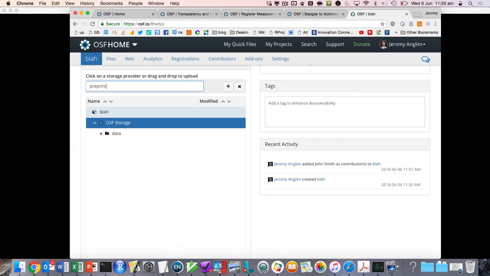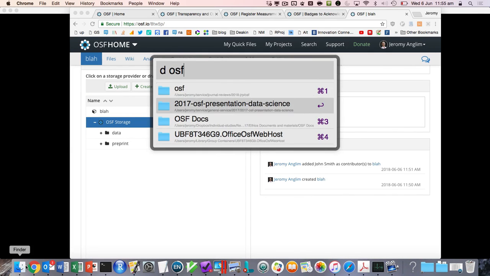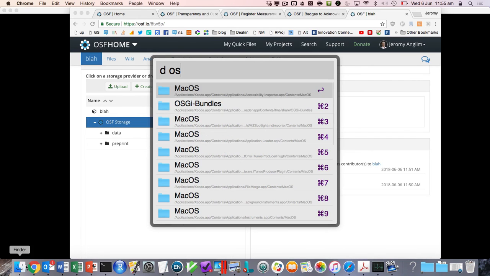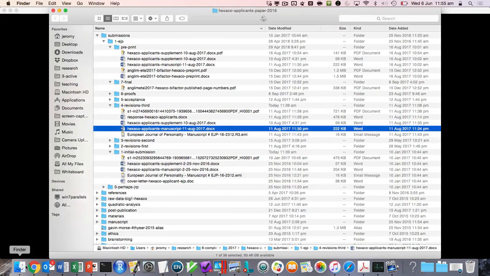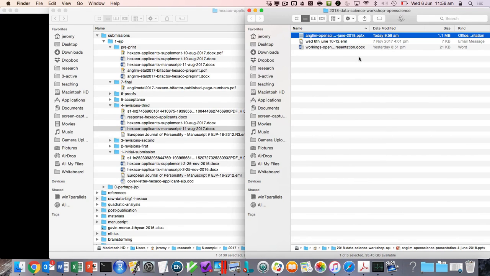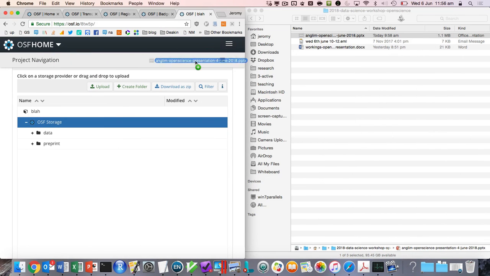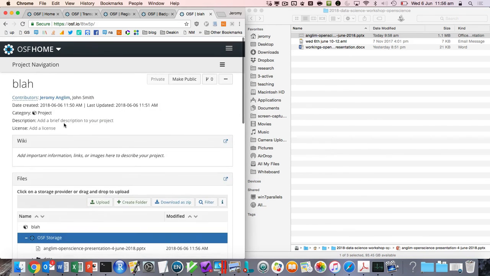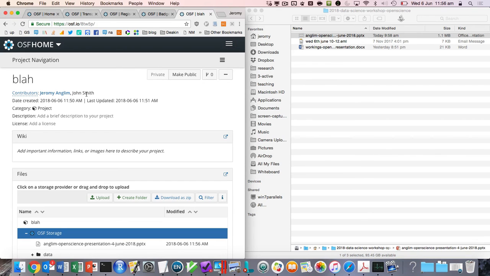You can just drag and drop files in, and it's uploaded. And there are notifications. So John Smith, if his email was linked to this, would be sent an email that a file has been added or updates have occurred. You can turn that off if you don't want to receive it.